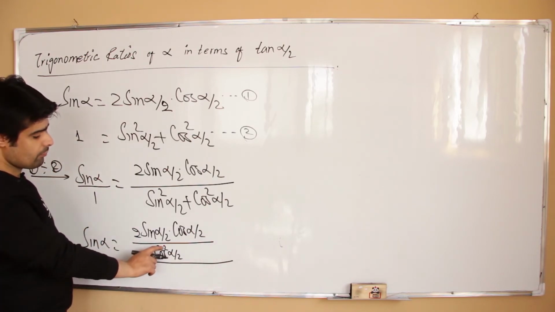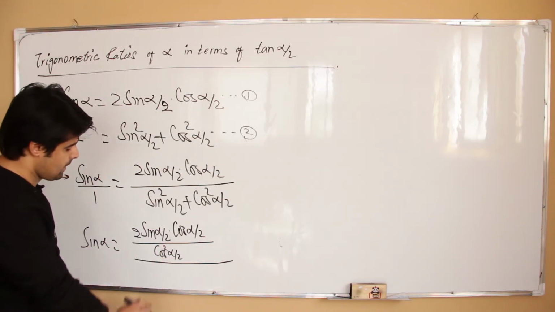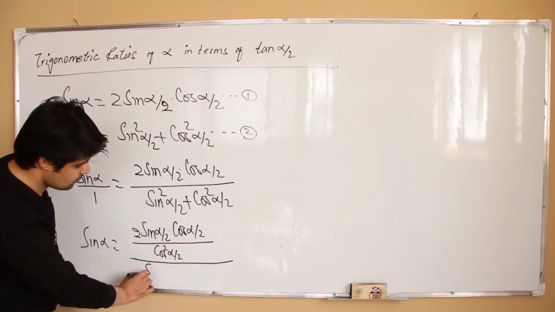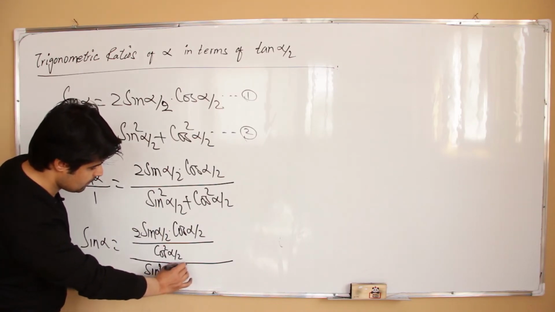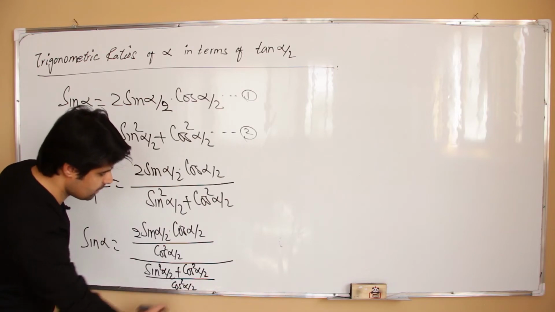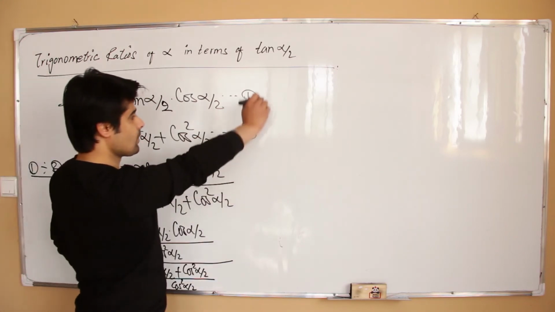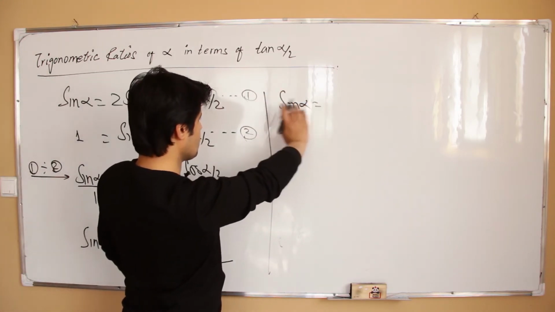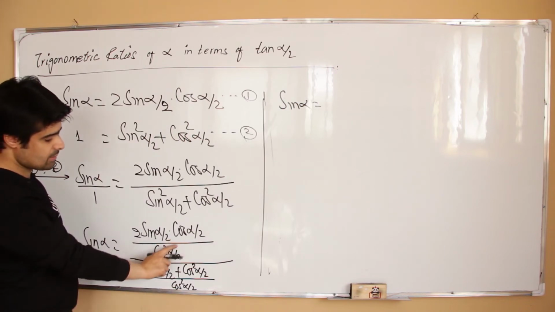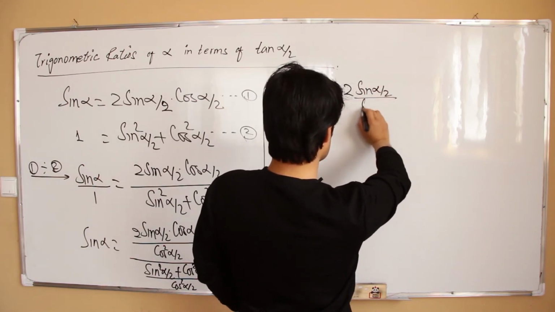in which cosine square of alpha by 2 should not be 0. Why? Because we cannot divide by 0. So here also sine square of alpha by 2 plus cosine square of alpha by 2 divided by cosine square of alpha by 2. This is cancelled, and our equation is the same as it was. Okay, this is our sine alpha. Now we have a cancellation here, so it will be 2 sine of alpha by 2 divided by cosine of alpha by 2.